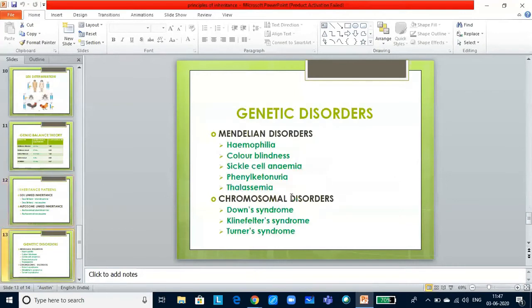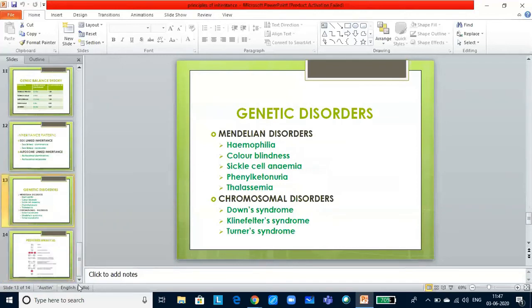Now let us look at some of the genetic disorders. These are the Mendelian disorders, which follow the Mendelian character, and that's why we call them Mendelian disorders. The inheritance pattern will be similar to Mendelian inheritance. Examples would be hemophilia, color blindness, sickle cell anemia, phenylketonuria, and thalassemia. Let me briefly explain, but you should know all these diseases because it's a very important question. One question will surely come from these diseases.